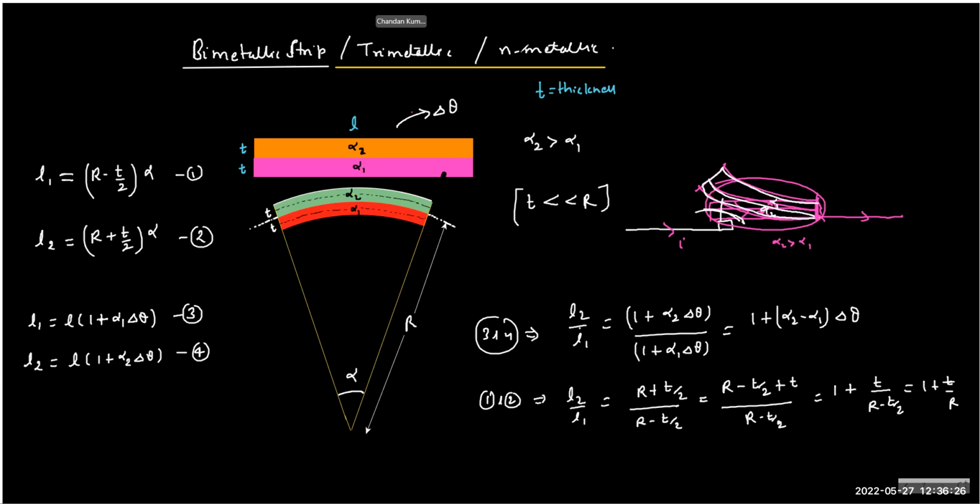So now we have equations 5 and 6. From 5 and 6 we can write 1 plus alpha 2 minus alpha 1 into the change of temperature equals 1 plus T by R. The 1 cancels out, right? So this gives us the radius of curvature as T upon the difference of the alphas into the change of temperature.